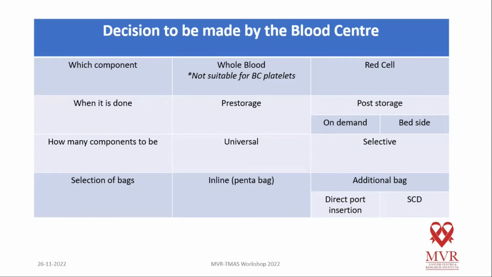For our center, we prefer pre-storage, and if the blood bank has to have its importance, we will have to have pre-storage. Even the standard says that it is better. How many components to be filtered? It can be either universal or selective. As of now, in our situation, it should be selective. Selection of bags: it can either be an inline filter or an additional bag that can be attached. We use both, with the sterile connecting device and inline. We prefer penta bags, inline bags, but sometimes, based on the requirement, we end up having to add the additional bag.